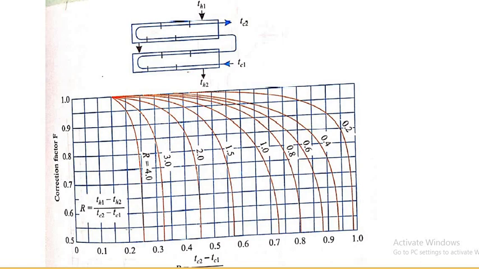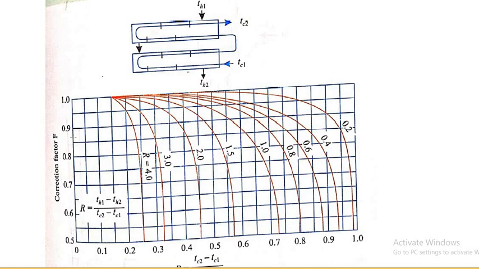Now, whatever point we get related to the temperature ratio, we have to connect that point to a curved line, and shift that point on the y-axis. So we will get the appropriate correction factor, and we can easily find out the heat transfer rate. Once we get the correction factor, heat transfer rate is equal to overall U multiplied by A multiplied by F multiplied by theta M.